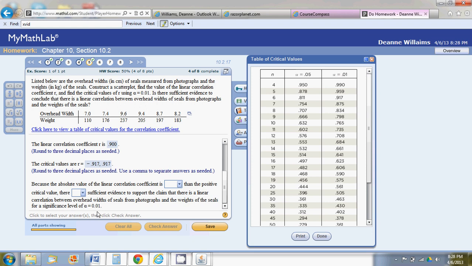The last part of this question says, because the absolute value of the linear correlation coefficient, which is this one, is less than the positive critical value, there is not sufficient evidence to support the claim that there is a linear correlation between overhead widths of seals from photographs and the weights of the seals for that particular significance level, because the correlation coefficient is not greater than the 0.917, so it does not fall in the critical region.